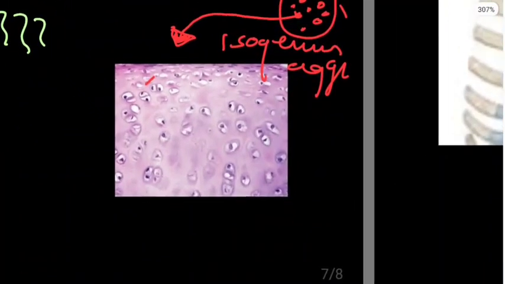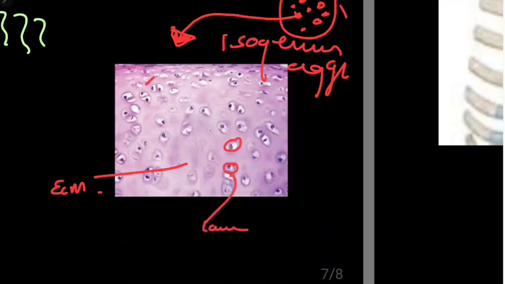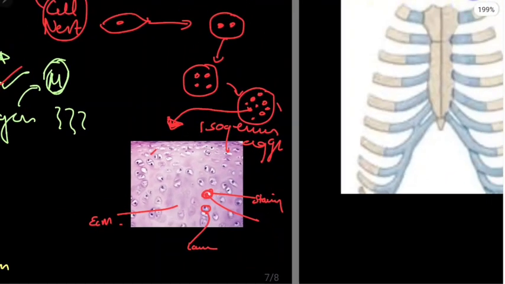Let's see another image. So we see here extracellular matrix, we have the lacunae. And note one more thing, that the chondrocytes actually are not the same size as the lacunae. This is because of the staining we do. The cell shrinks up. That is the reason that the cells are not of the same size as the lacunae, because of the staining.